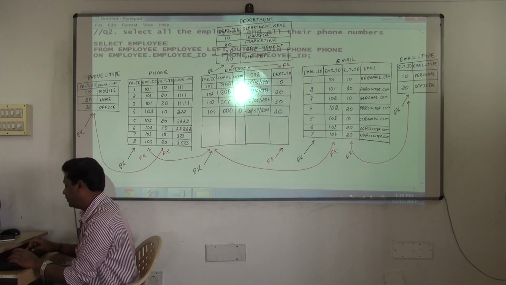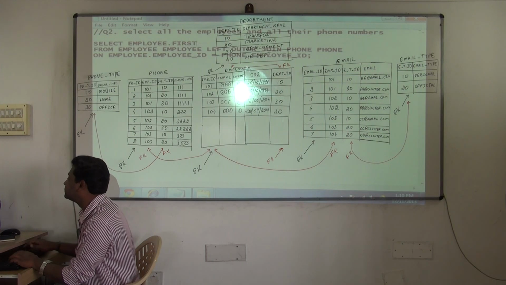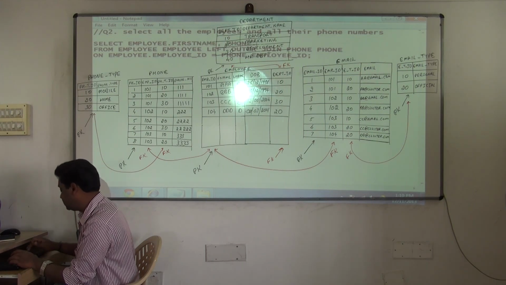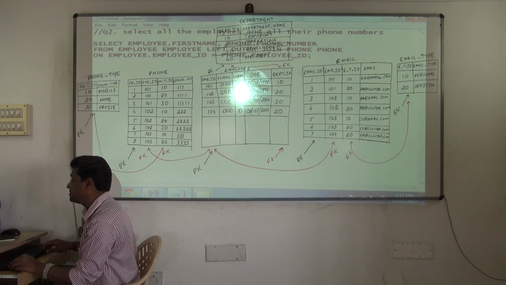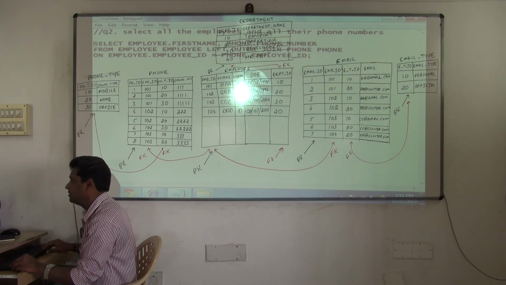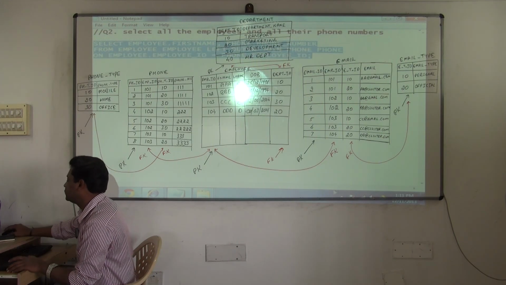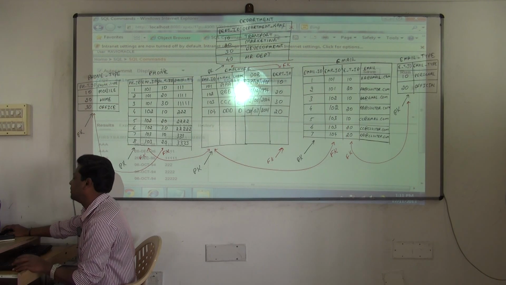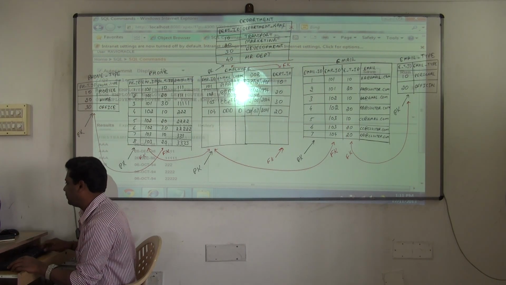I'll select only employee.first_name, comma, phone.phone_number. It's the column name. So first study all the tables. What is the name of the table? What is the name of the column? All that you study first. Then you can run these queries. Fine. So let's type here and paste it now. See here, accurately I'll get all.